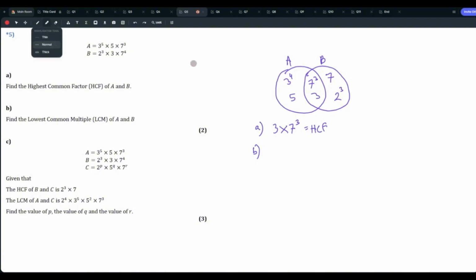B, the LCM. Now when we focus on the LCM, you just multiply everything inside of the Venn diagram, and that'll be the union. And we could write it as numbers in a base form with the powers. So this would be 3 to the power of 5 multiplied by 2 to the power of 3 multiplied by 5 multiplied by 7 to the power of 4. Okay, and that's it for A and B. Okay, part C.